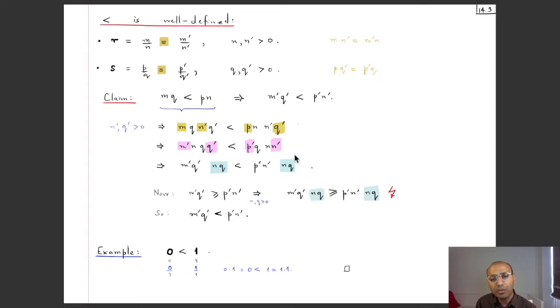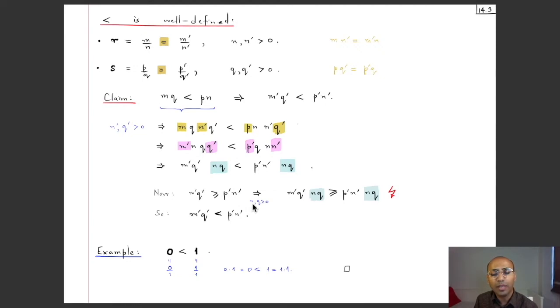So it's tempting to cancel this nq on both sides, and n and q are both positive, so it is indeed possible. So we have to justify why that's possible. Okay, so at the end of the day, I want to show that m'q' is less than p'n'. That was the task, right? So let's suppose that this is not true. Then by the trichotomy law, m'q' is bigger than or equal to p'n'.